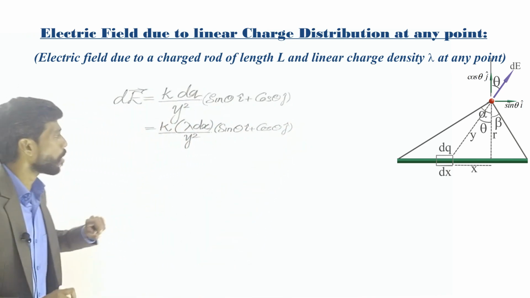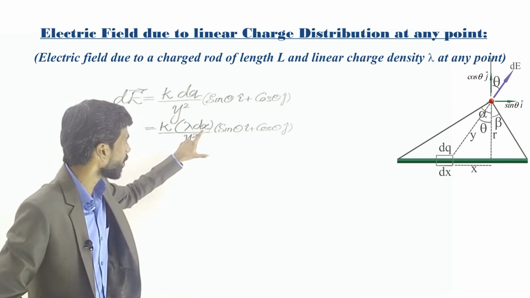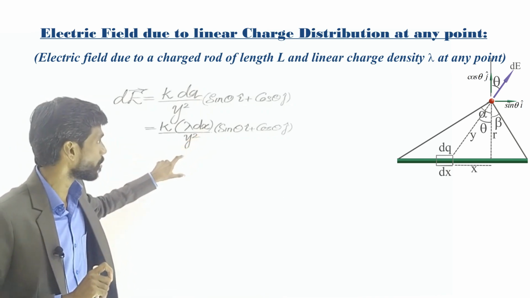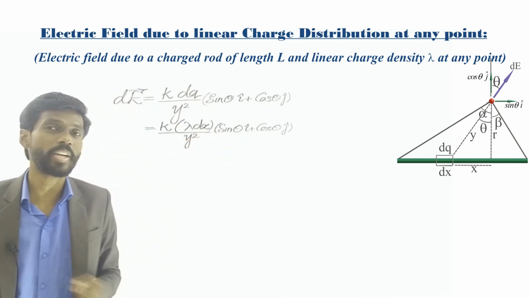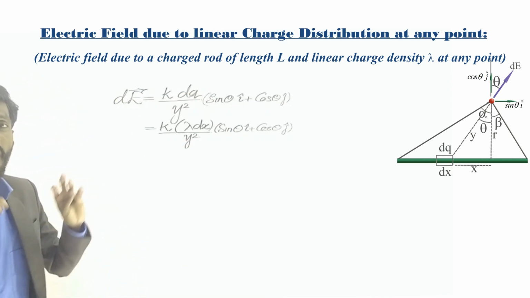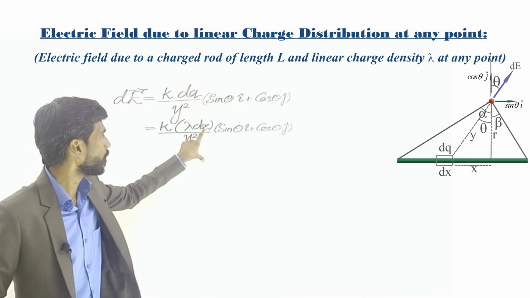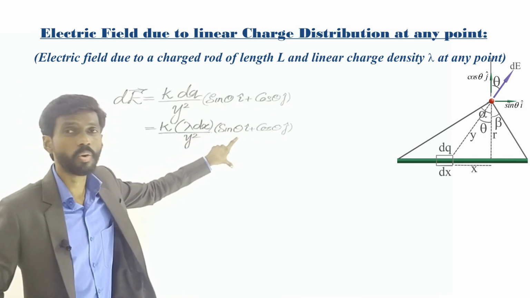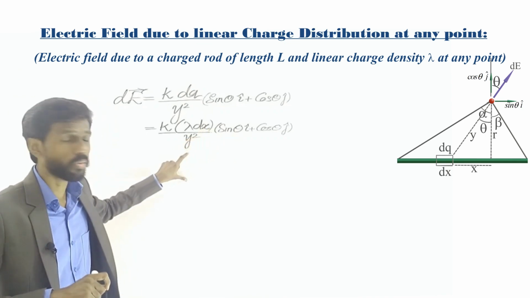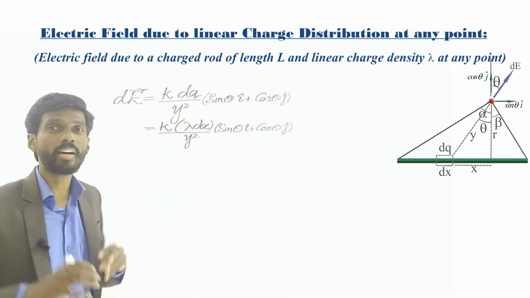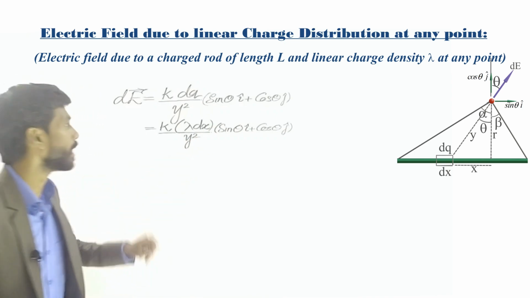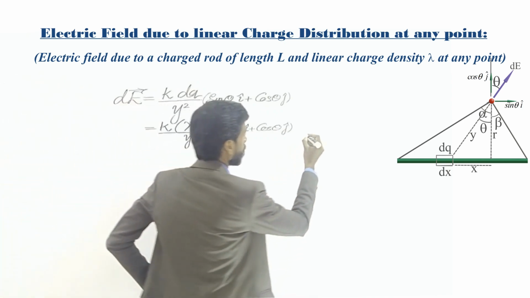But the problem here is we have three variables. x is a variable here, y is a variable, and theta is a variable. Obviously we can't do this integration. We want to get all these variables in terms of one variable. So how will you write this x in terms of any other variable like theta? So let us write x in terms of theta, y in terms of theta, so we'll get an integrand of a single variable, right? So what is x here?